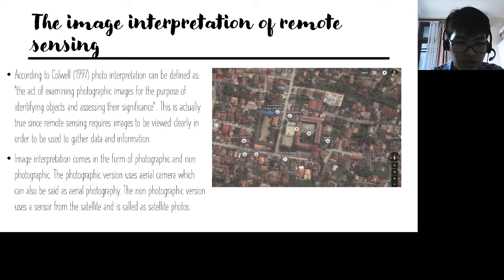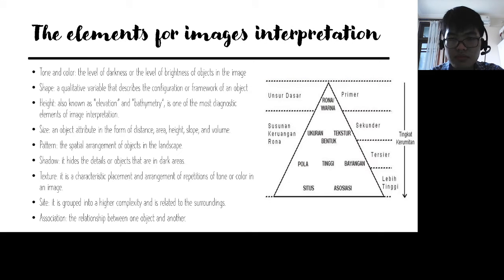The non-photographic version uses a sensor from the satellite and it's called satellite photos. Now, the elements for image interpretation. We have tone and color, the level of darkness or brightness of the object in the image. Shape, a qualitative variable that describes the configuration or framework of an object. Height, also known as elevation or bathymetry, is one of the most diagnostic elements of image interpretation.